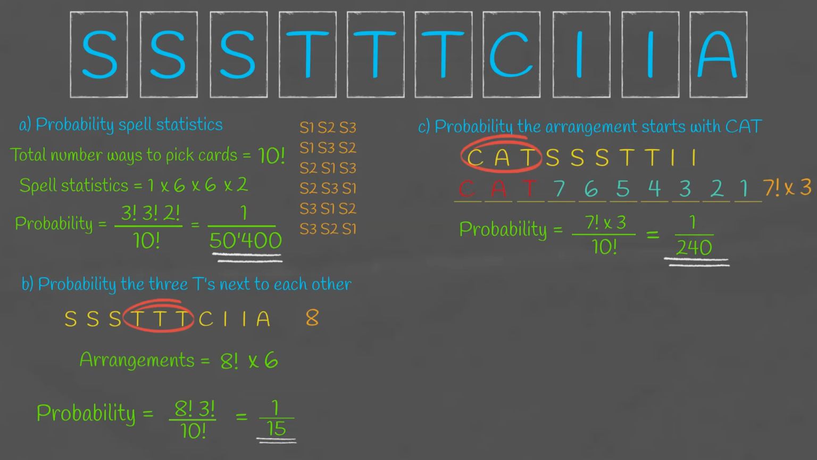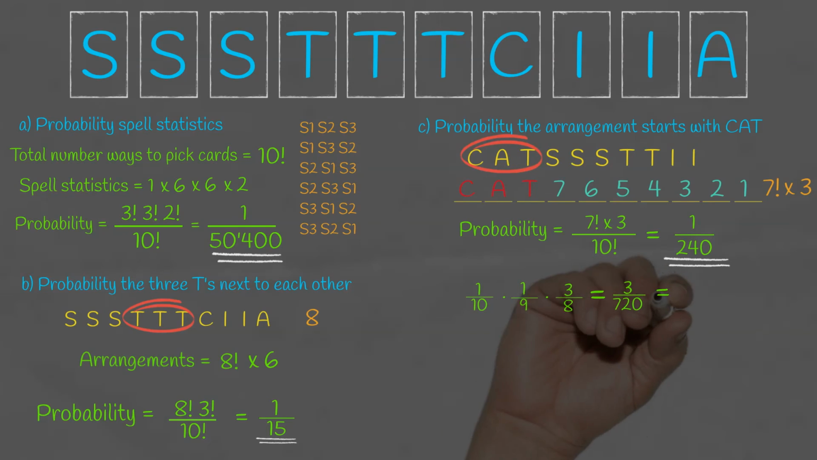Another way to work this problem out would be to say that to choose the C to be at the beginning, you have a 1 in 10 chance of picking that from the 10 letters. Then there's 9 letters left and there's only one A, so you have a 1 in 9 chance to pick the A as the second letter. And you also have 3 T's and 8 letters left, so you have a 3 in 8 chance to choose the third letter. And if you work that out, it also comes to 1 over 240.